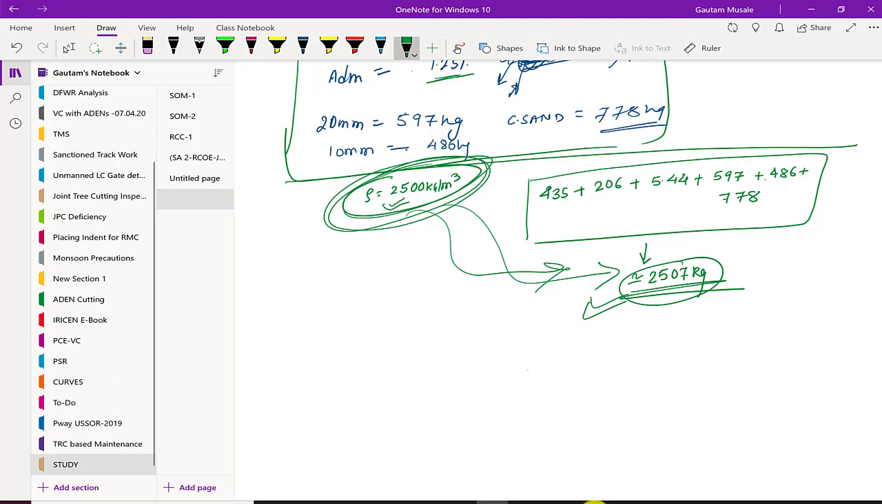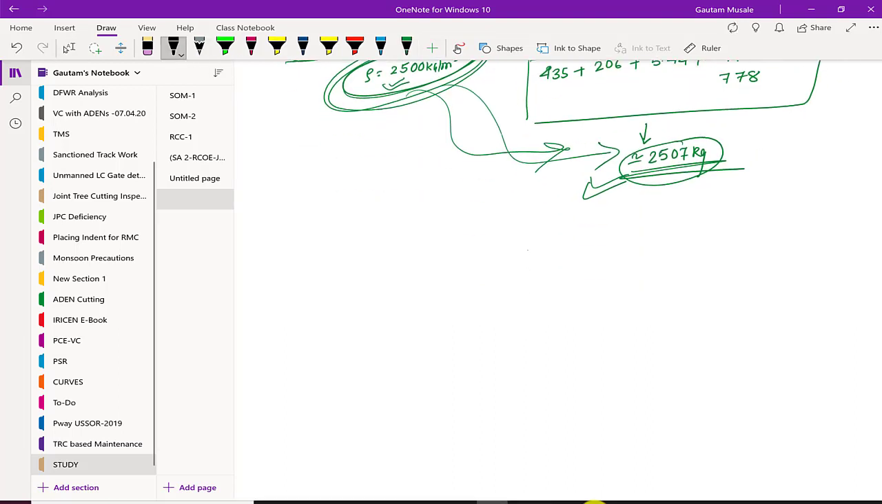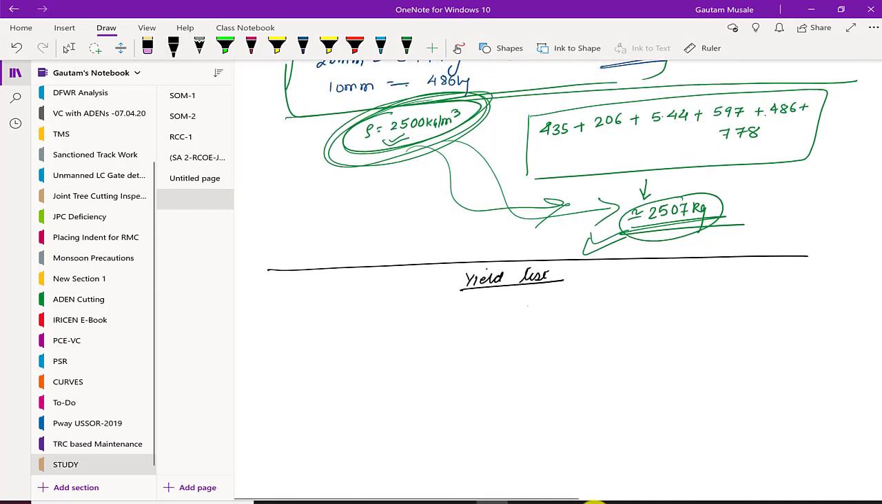Now it can easily be demonstrated on the field with the help of a yield test as well. I will talk about yield tests somewhat later. People, let me know in the comment box if you need to know what a yield test is and how to do it. I will be very happy to explain it, but not right now. If you tell me in the comment box, I'll surely make a video for that as well. So here we have got the density as 2507 kgs.